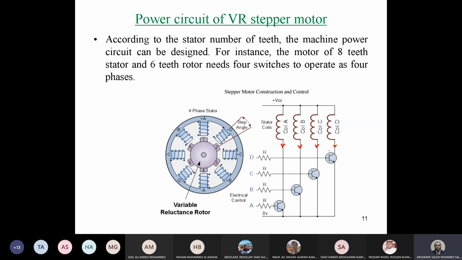So for 4-phase motors like that, we need 4 switches to move the current in one direction. As you can see, current here can only move in one direction. So this is an example, and this simple circuit shows how you can make the circuit for variable reluctance.